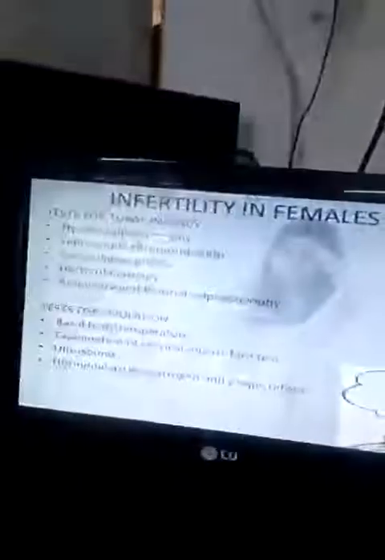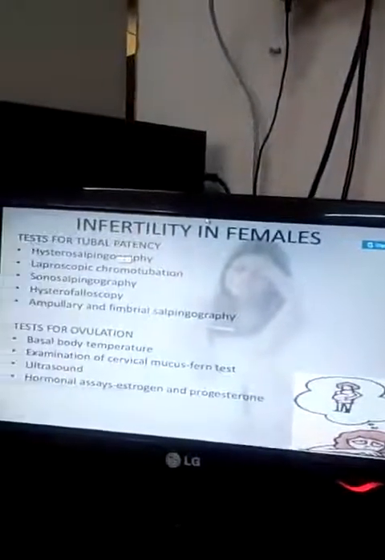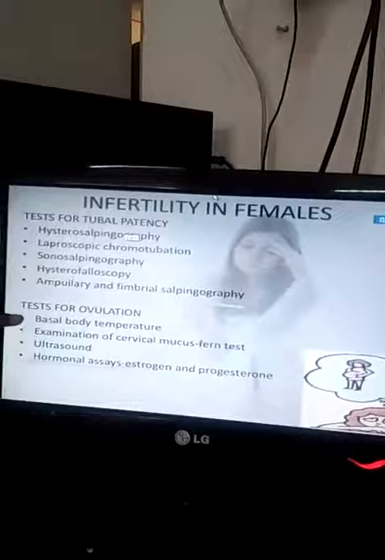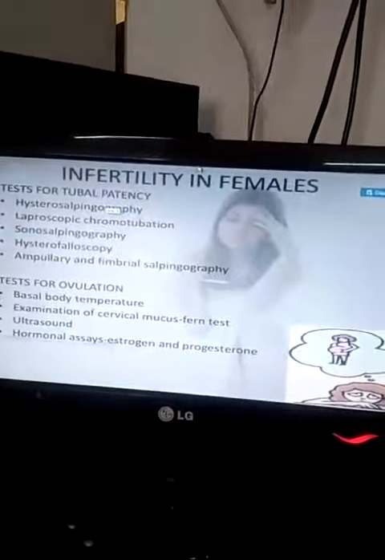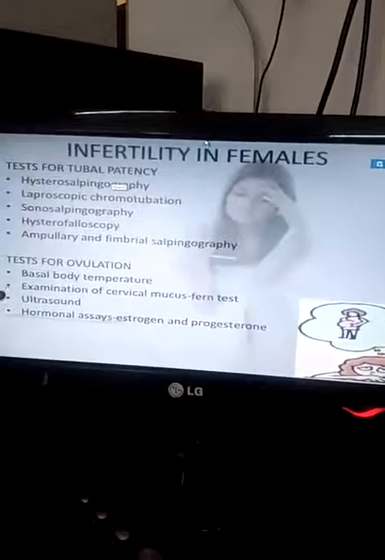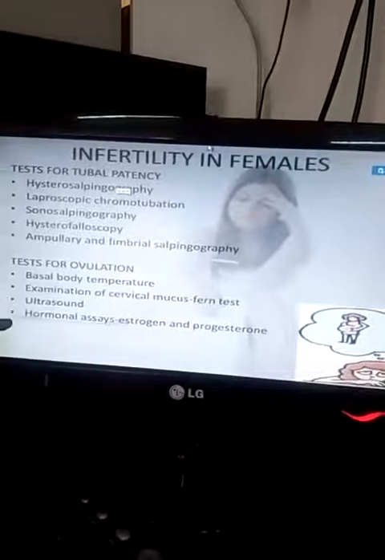Then, we can also use ultrasound for ovulation. The next one is the hormonal assay, that is estrogen and progesterone, the basic hormones which are required for fertilization. So this is related to it. The tests for ovulation are basal body temperature, examination of cervical mucus, ultrasound, and the third one is hormonal assay.